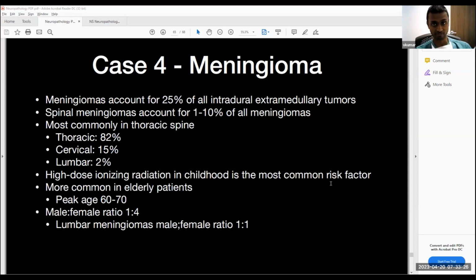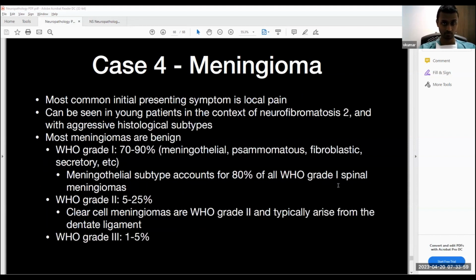So these account for 25% of all intradural extramedullary tumors, and spinal meningiomas themselves account for about 1 to 10% of all meningiomas. They're most commonly found in the thoracic spine, 15% are in the cervical, and about 2% are in the lumbar. The most common risk factor is high-dose ionizing radiation earlier in childhood, and these are most commonly seen in elderly patients. Peak age is about 60 to 70. Male to female ratio is about 1 to 4, but interestingly, in lumbar meningiomas, it's about 1 to 1. The most common initial presenting symptom is local pain.